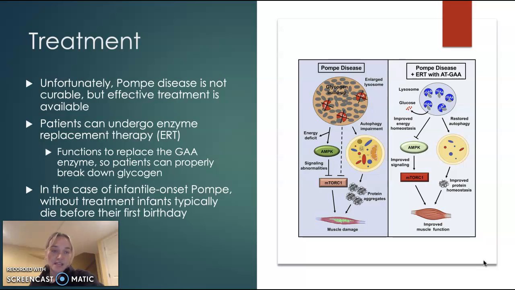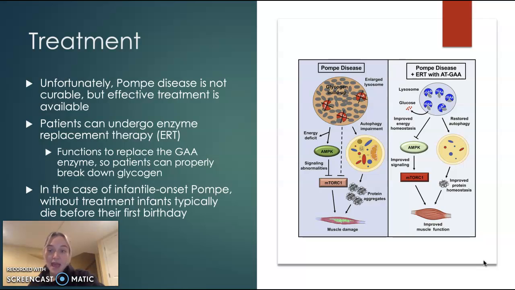To the right here, we see just a diagram of how effective ERT can be. On the right panel, we see once patients start this therapy, their body starts to function normally again. They're breaking down glycogen, and then all the way at the bottom there, we see we have improved muscle function, and a lot of the detrimental effects of the disease can be reversed once therapy is started.